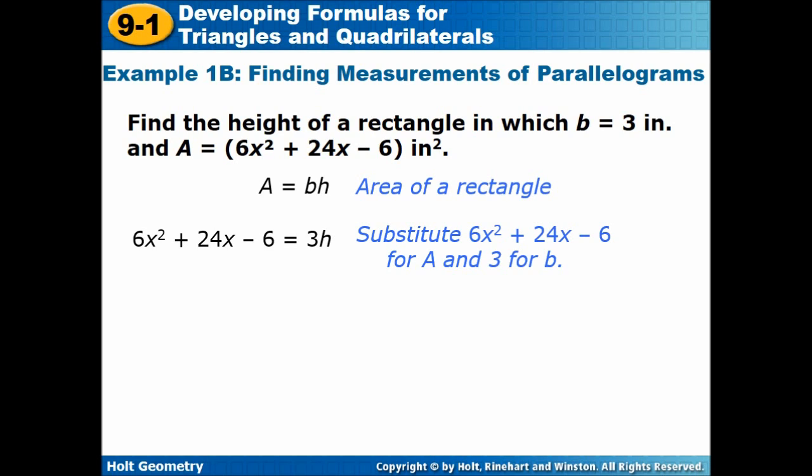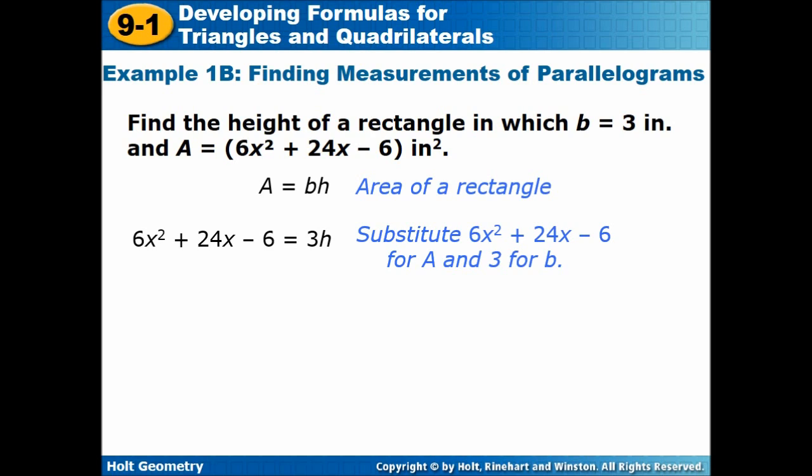Now, yes, it's a gnarly looking quadratic equation, but we're going to use our pattern identification tools to simplify this a bit so that we can get rid of the 3. That's what we're focusing on, that 3 that's next to the h. Well, look over on the left-hand side. And please note the coefficients for the quadratic expression there are 6, 24, and negative 6.